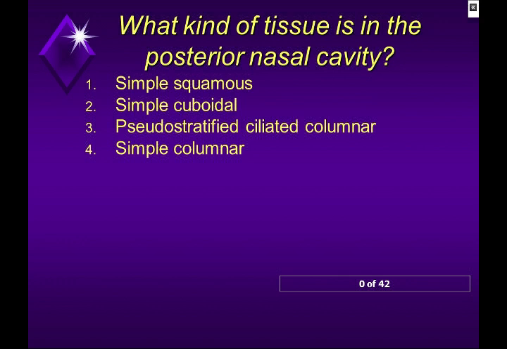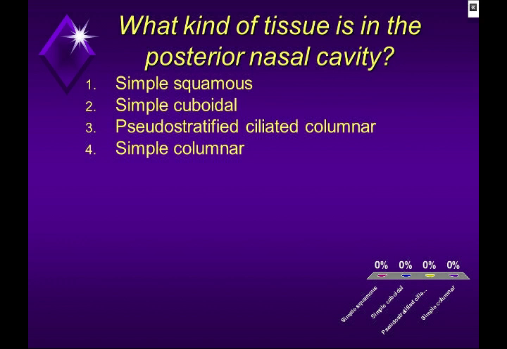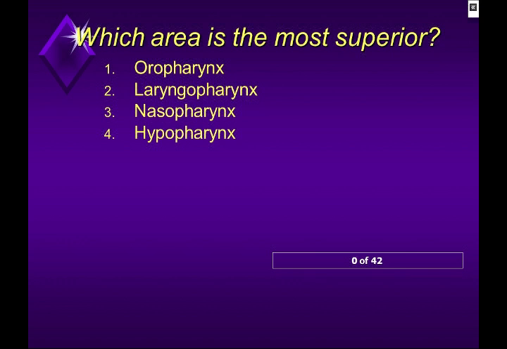Okay. Kind of tissues in the posterior nasal cavity. It's not calculating my percentages there. That's weird. Pseudostratified ciliated columnar. Secretion management. Which area is the most superior?